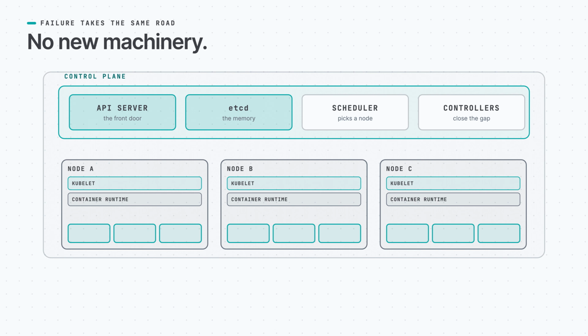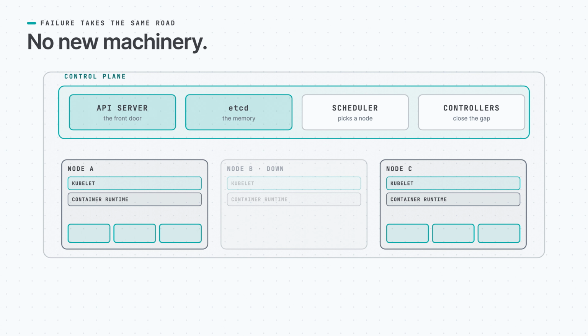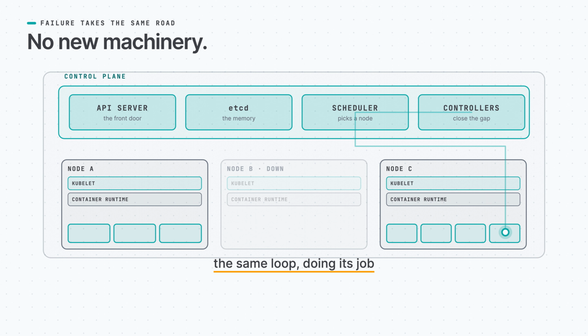And the beautiful part is that failure uses the same road. A node dies, its pods stop reporting. A controller sees the gap, asks for replacements, the scheduler places them on healthy nodes, and those kubelets start them. No new machinery, the same loop doing its job.